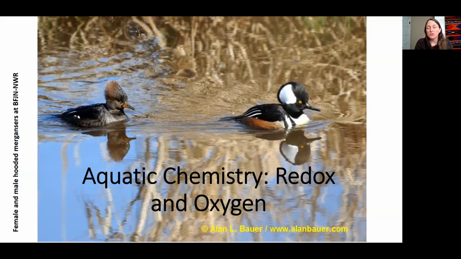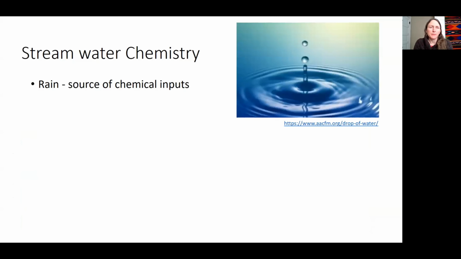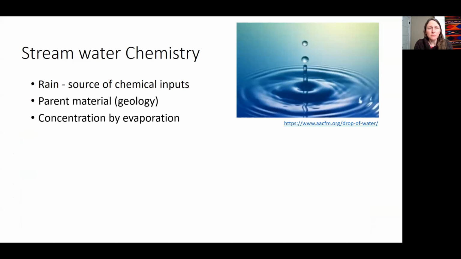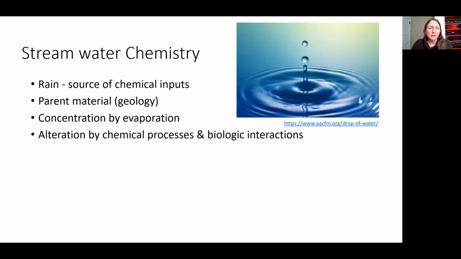Today we're going to talk about aquatic chemistry, and we're going to focus on redox, oxygen, and pH, and a bunch of things. So first of all, stream water chemistry has similarities with rainwater chemistry. Rain can bring in some interesting chemical inputs, but it's also influenced by parent material, which is the geologic landscape that the stream is running through. And as water evaporates from streams and lakes, some of these elements can become concentrated. Also, as the stream moves through landscapes, water chemistry can be altered by chemical processes and biological interactions.